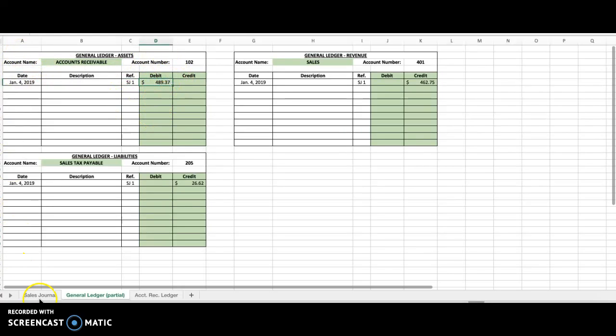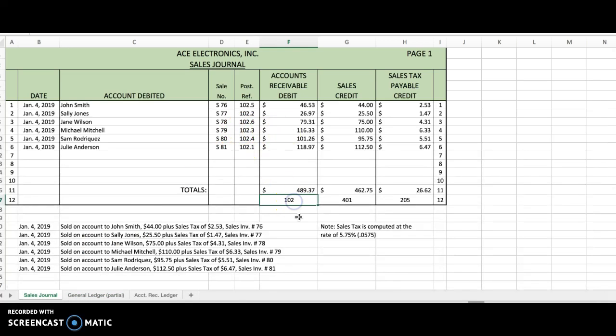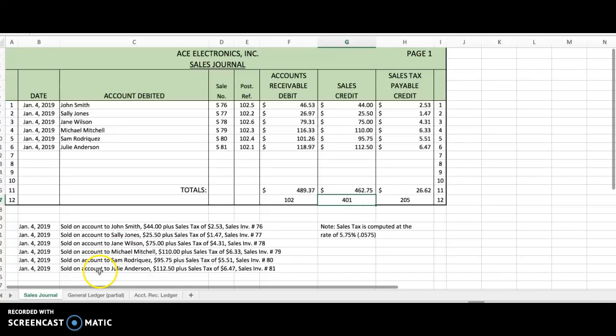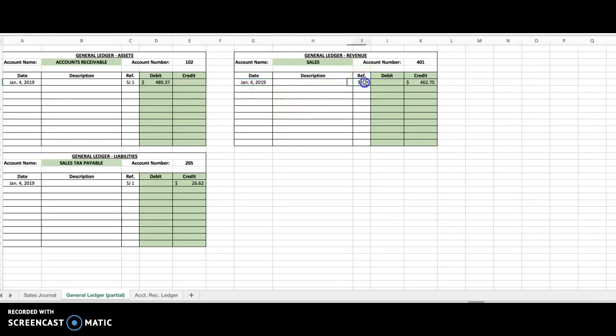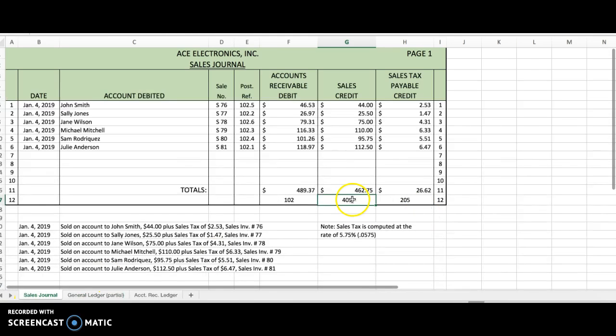And back in the journal then, the 102 is put at the bottom, meaning that has been posted. Sales credit, the actual sales itself, all of these sales add up to $462.75. That's posted to the sales account in the general ledger, and you see that done. The date, SJ1 again, sales journal page 1, and the credit, sales increases on the credit side. It's a revenue account, and you should be well aware of that by this time. And so the account number 401 goes back right there underneath the total of sales.